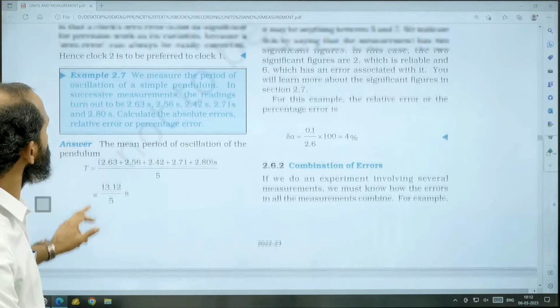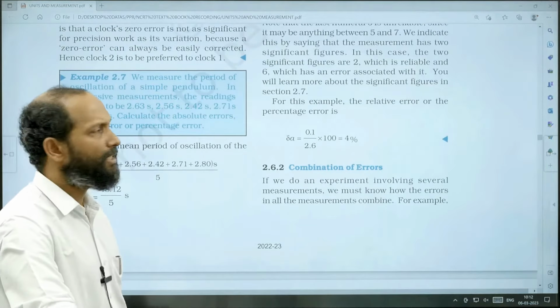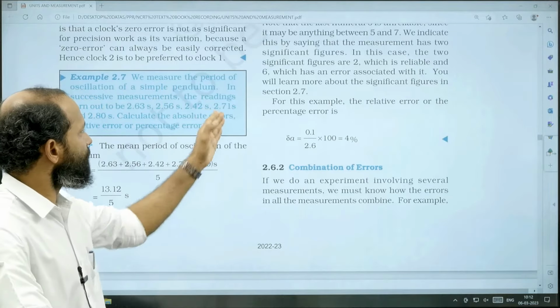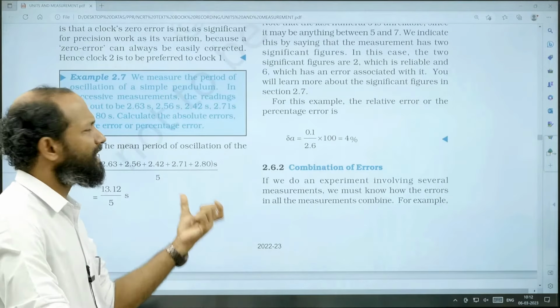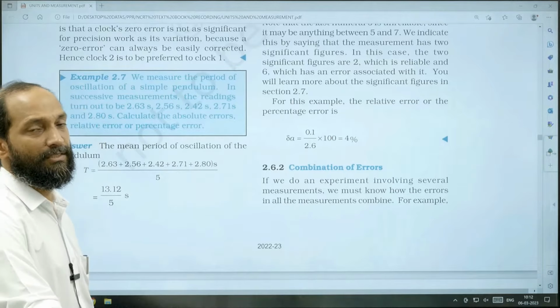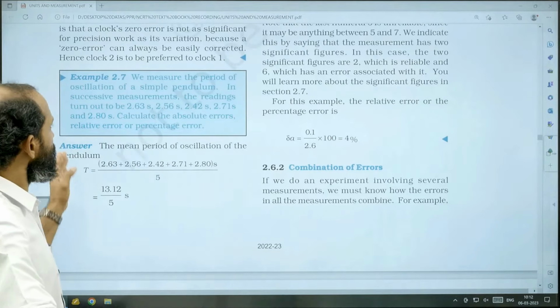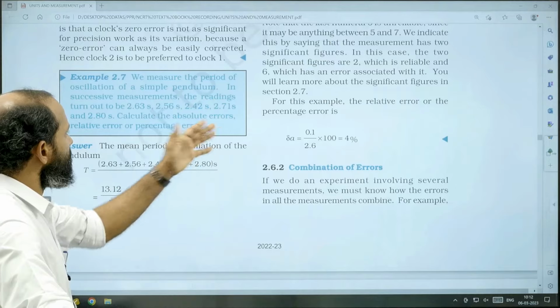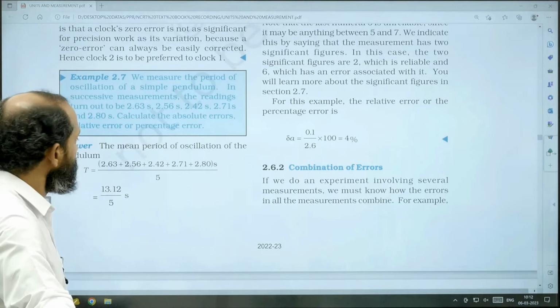Before that, let me go through this example. It's very important. A similar question was asked in the 2020 Mains paper, with only slight changes in values. That's a very popular question. You can try this one. Don't forget to learn this method by heart.